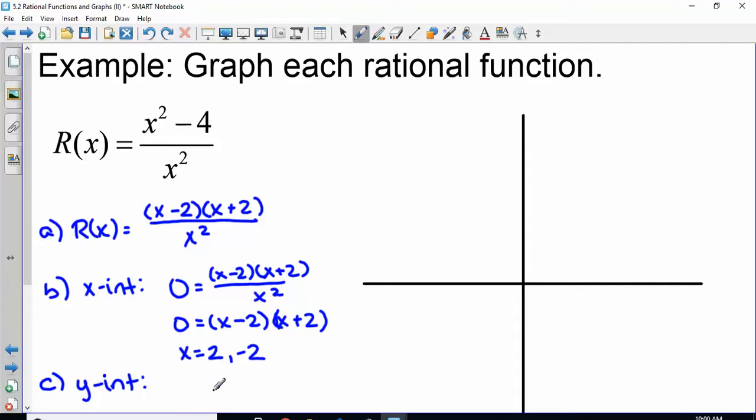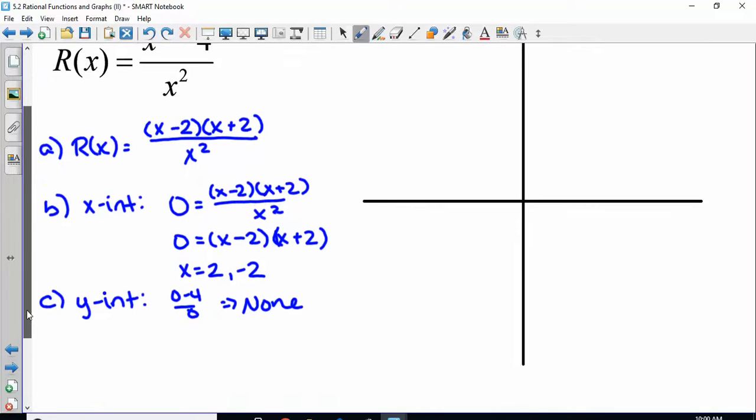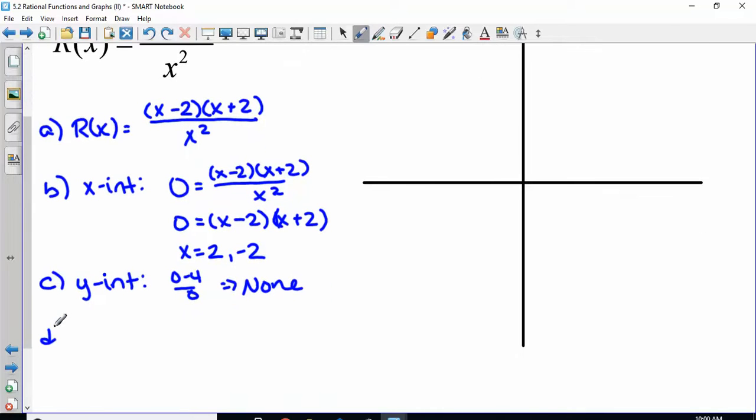How do we find a y-intercept? X equals 0 would be. So, yeah, we can do the original or the factored. I'll just go to the original. If I put in zeros, I get 0 minus 4 over 0. Can you divide by 0? No. So there is none. Vertical asymptote. X equals what makes the bottom 0? 0.